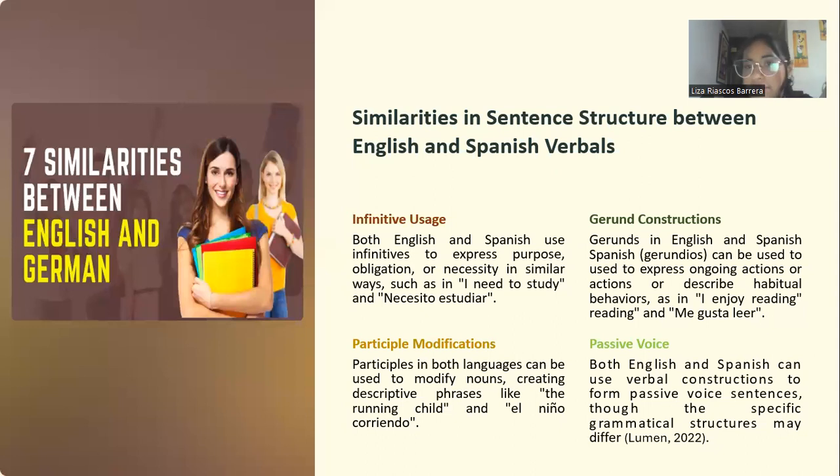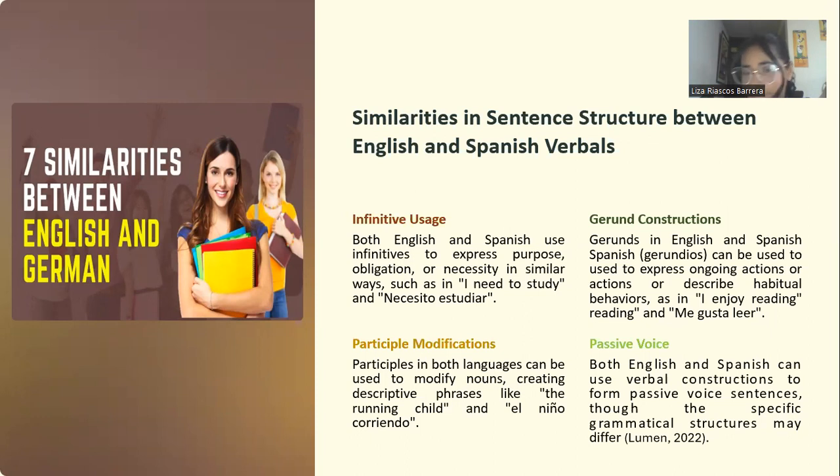About the similarities in sentence structure between English and Spanish verbals, we have the infinitive usage. Both English and Spanish use infinitives to express purpose, obligation, or necessity in similar ways, such as "I need to study" and "necesito estudiar." About the gerund constructions in English and Spanish, they can be used to express ongoing actions or describe habitual behaviors, as in "I enjoy reading," "me gusta leer."